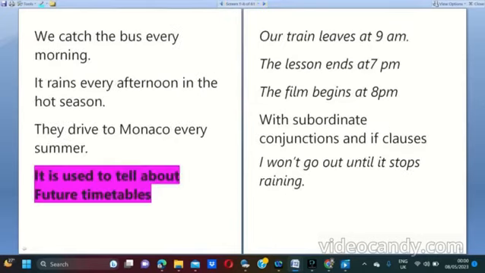Next, third condition under simple present, it is used to tell about future timetables. Here we use simple present to talk about future actions. What are those? Our train leaves at 9 a.m. The lesson ends at 7 p.m. The film begins at 8 p.m.